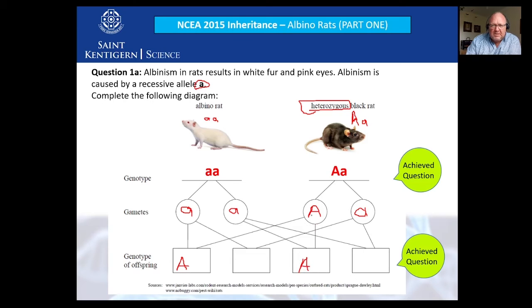Okay, and then over here is the little a from the black rat and the little a from the black rat. Now we go to the white rat, and you can see little a there and a little A there. It really is just a complicated looking Punnett square.